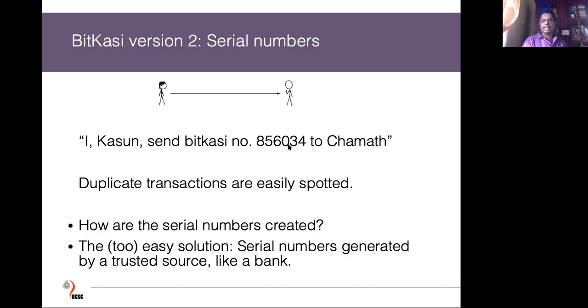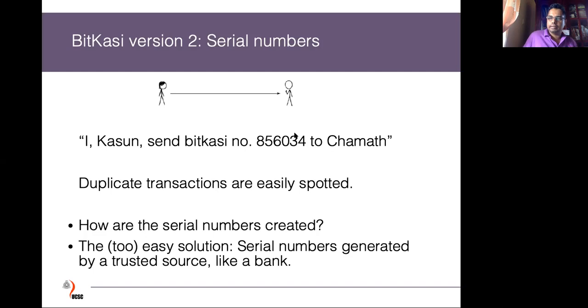If I try to duplicate, if I use the same number to pay someone else, then people see, okay, I'm really cheating, duplicating. But if I use such a serial number in each currency, I am facing an issue.